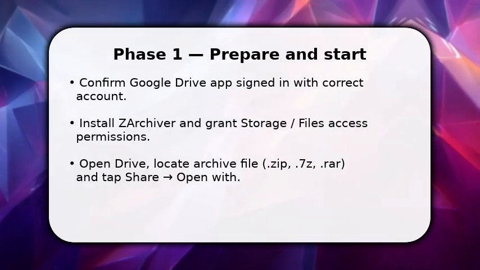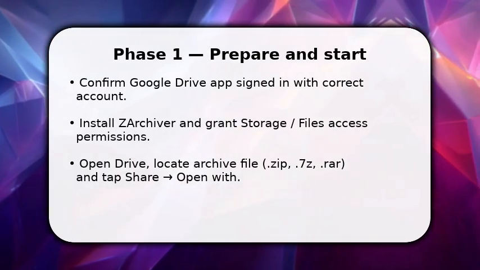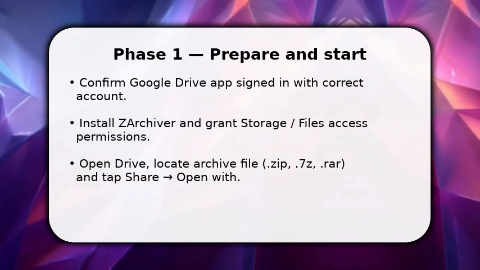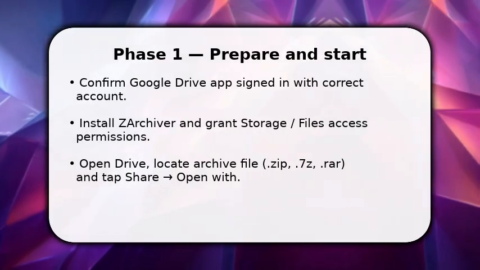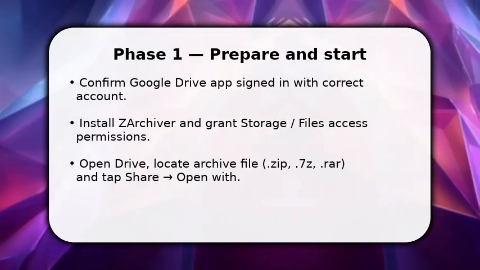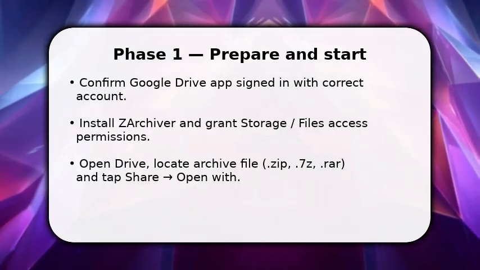Tap the three-dot menu or long press, then choose Share or Open with. Select Zarchiver from the list. If Zarchiver is not visible, tap More to reveal it. This hands-off switch hands the archive to Zarchiver so you can work on extraction immediately.